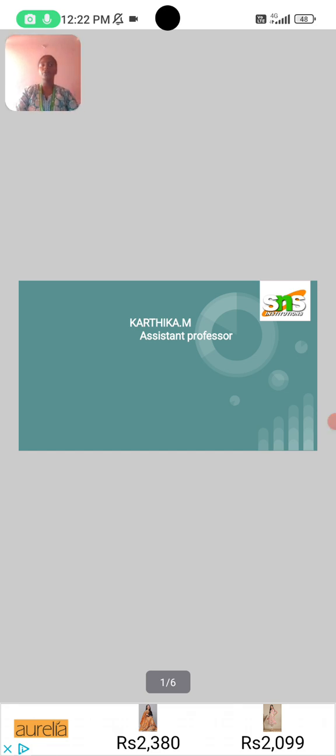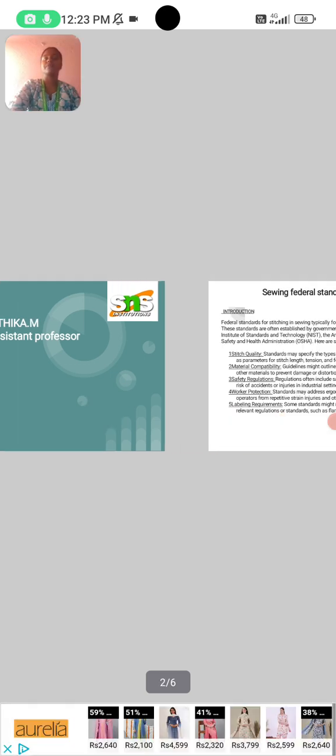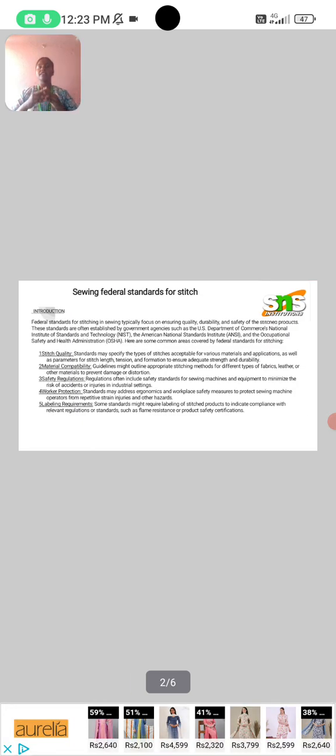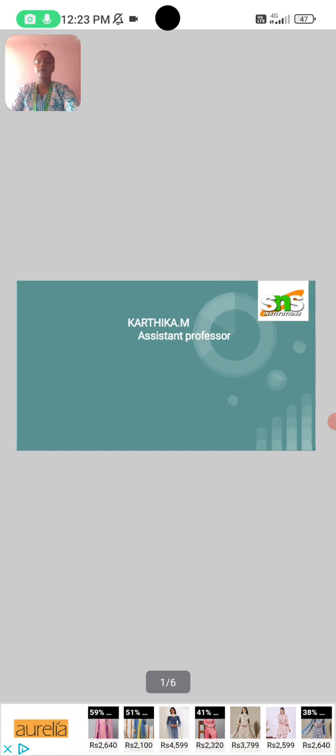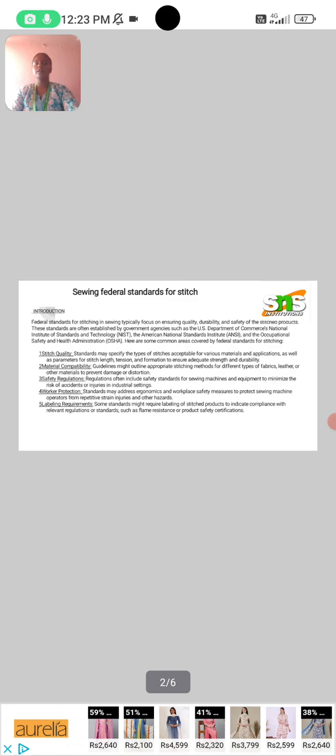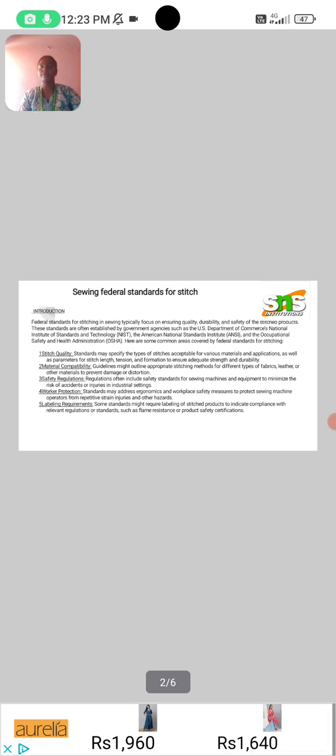Now today we are going to see about Sewing Federal standards for stitches. What does Sewing Federal mean? Federal stitches for sewing typically focus on ensuring quality, durability and safety of the stitching machineries.